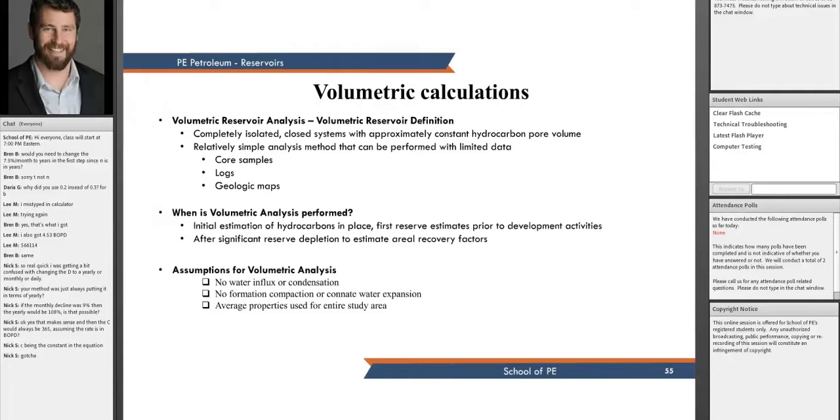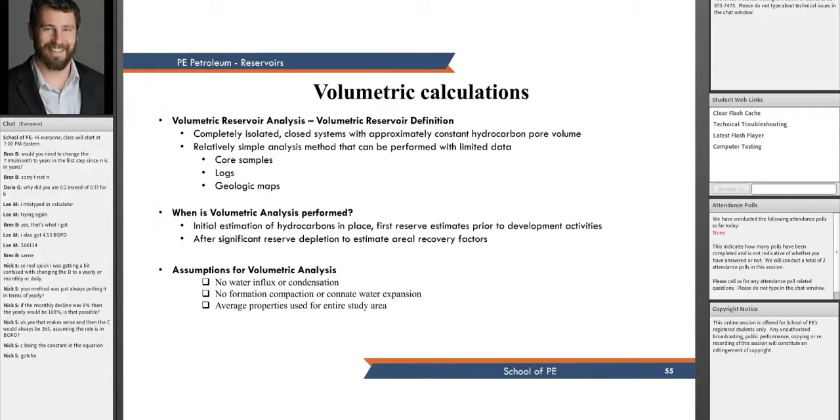So you just need core samples, some logs and some geologic maps, and obviously with any other type of calculation methodology, the more information and the more data you have, the better. But with this, you can at least start getting what I call back of the envelope numbers. You can get at least a starting point fairly easily with just some baseline level assumptions.